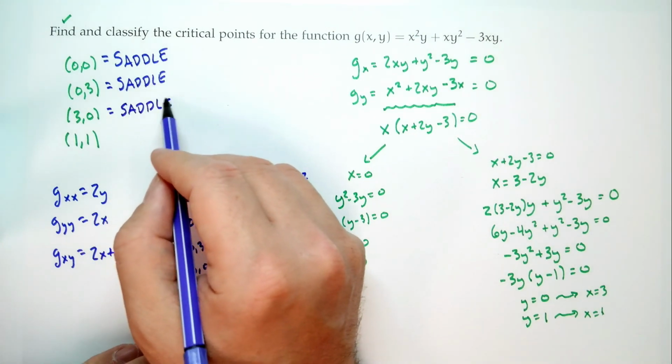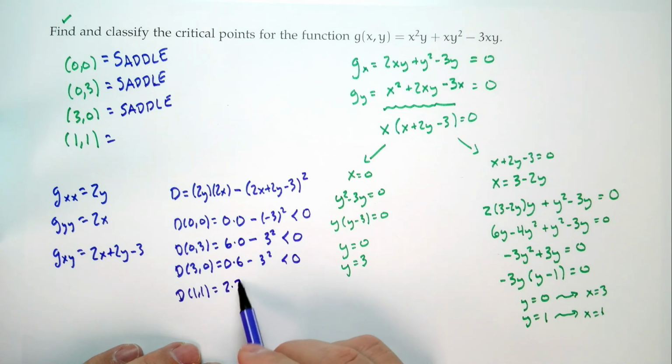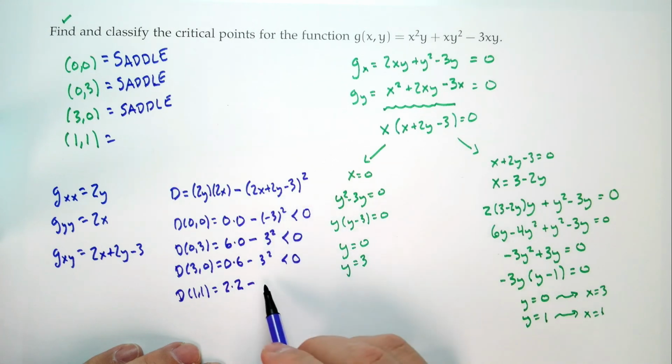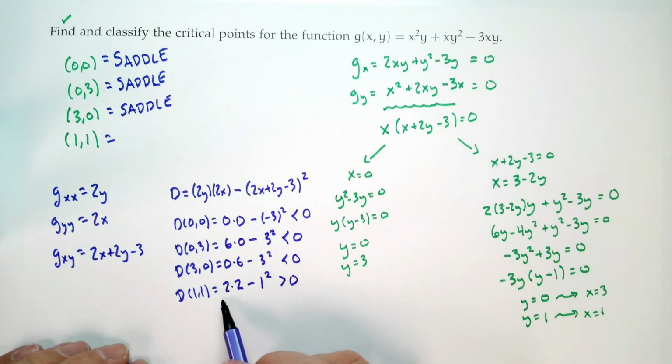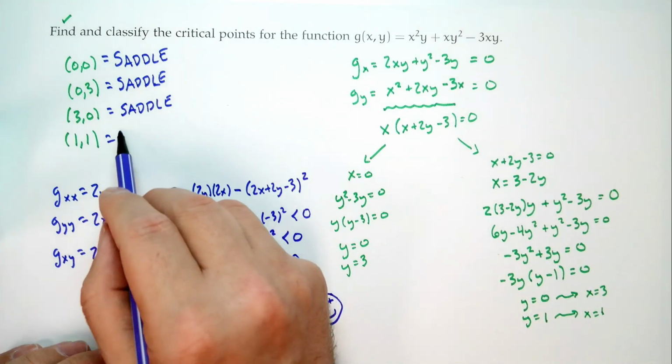All right, one more point. Well, what could it be? So we're going to get 2 times 2 minus, then 2 plus 2 minus 3 is 1 squared. Positive. Good. Something interesting. It's a max or a min, and now we look at these values. We say, hey, fxx and fyy are both positive, so that means we are happy. So that's a min. Min in the cross section, min at the point.